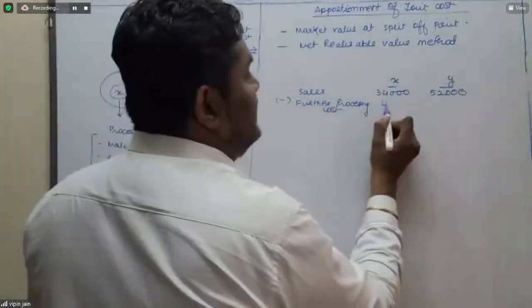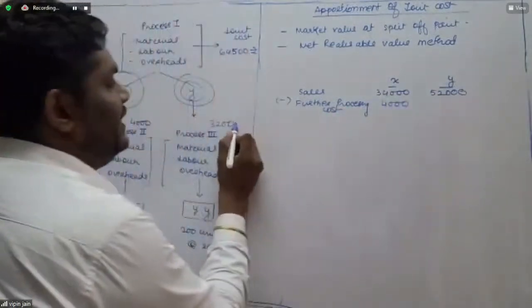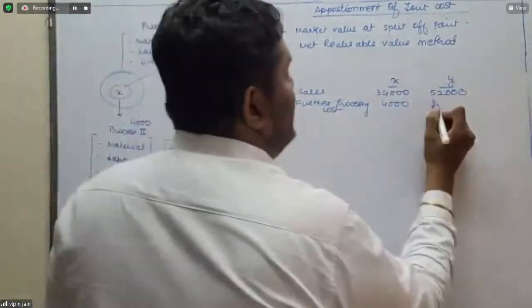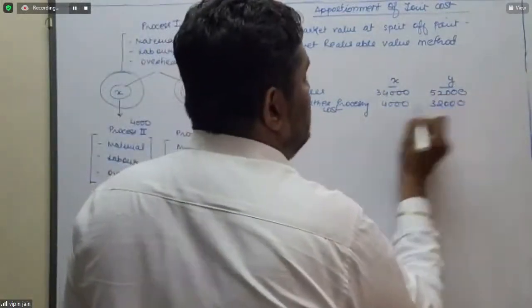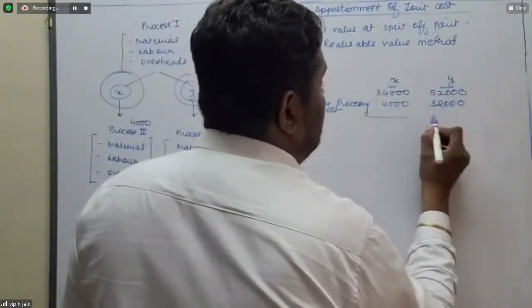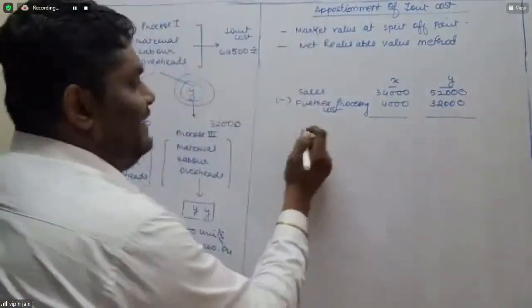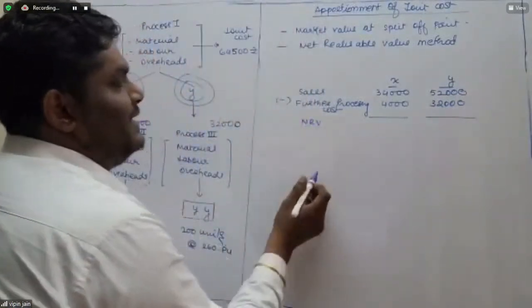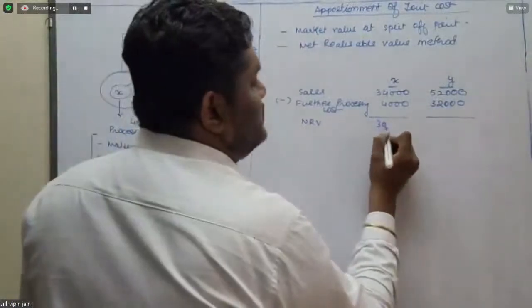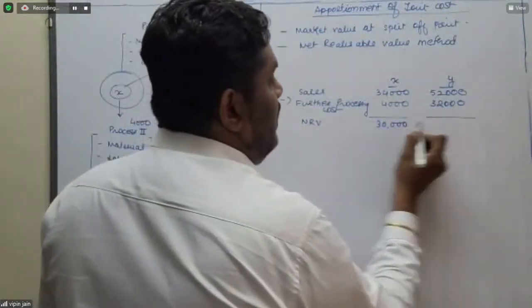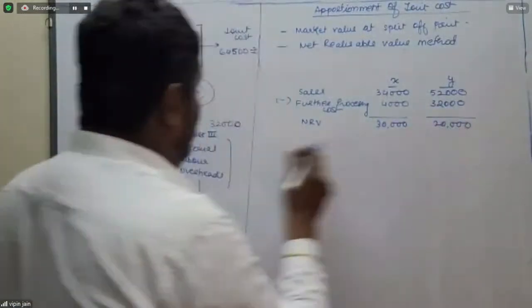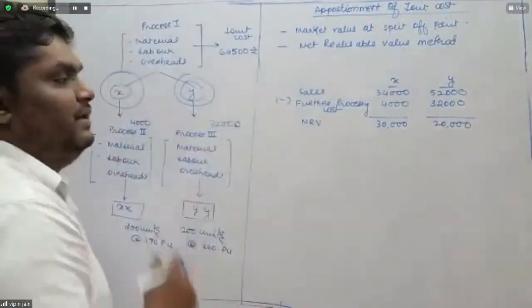That is 4,000, assuming it is 32,000. So 4,000 and 32,000. So we will get the net realizable value of X and Y, that is 30,000 and 20,000. Assuming it is 32,000, 4,000 and 32,000.